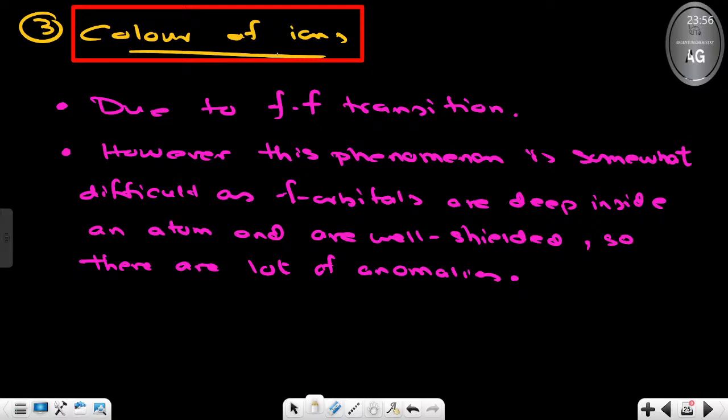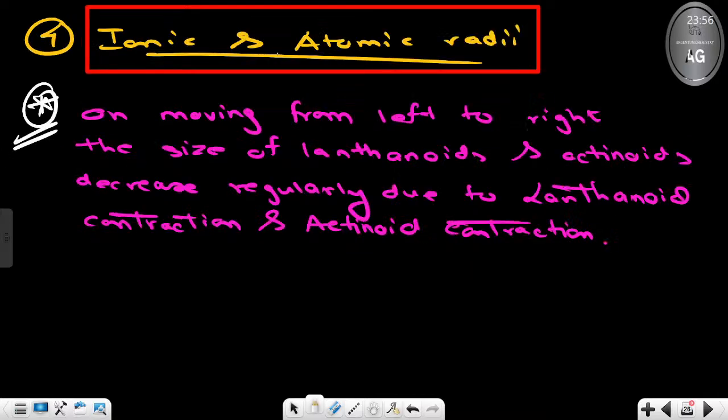Clear? But if you get a question why actinoids are colored, or why lanthanoids are colored, or why the F block elements are colored, then the answer will be FF transition. Don't write DD transition because that does not happen over here.